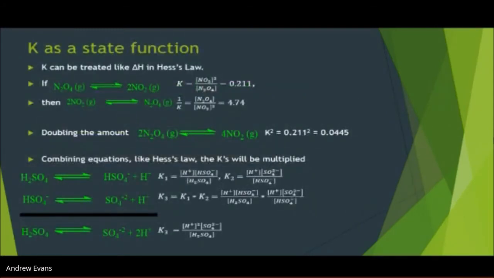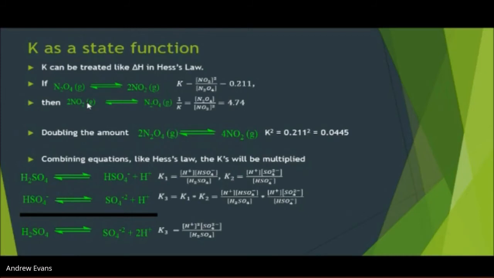But okay, here's what it means to be a state function. Because of a state function, we don't care about the path. We just care about what the products are and what the reactants are. So if I write this initial reaction, N2O4 to NO2, as products over reactants, NO2 squared over N2O4 is 0.211.